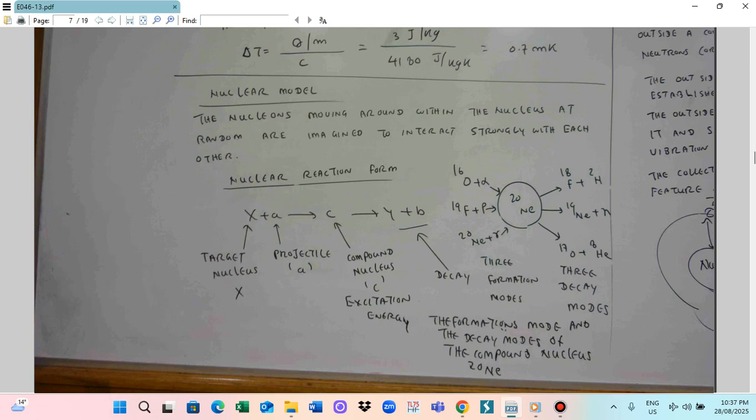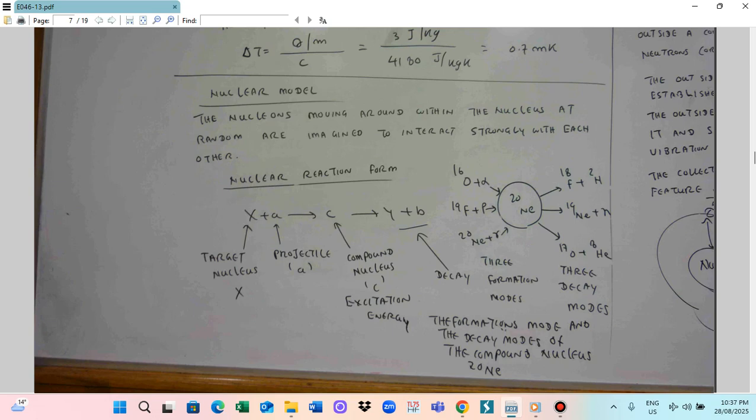The nucleons move around randomly inside the nucleus, and they interact very strongly with each other. All the nucleons inside the atom's nucleus move from one place to another, so there is a very strong force between one nucleon and another. This is the qualitative model.